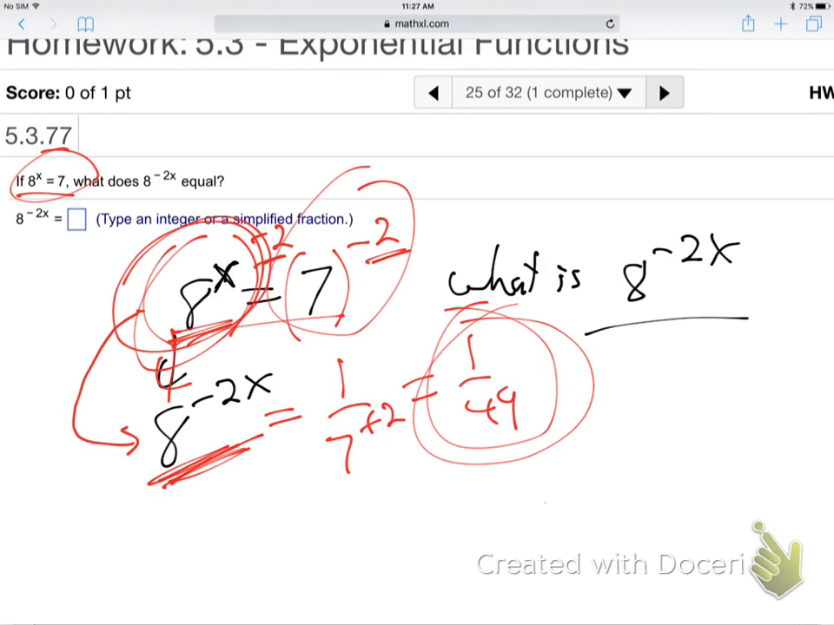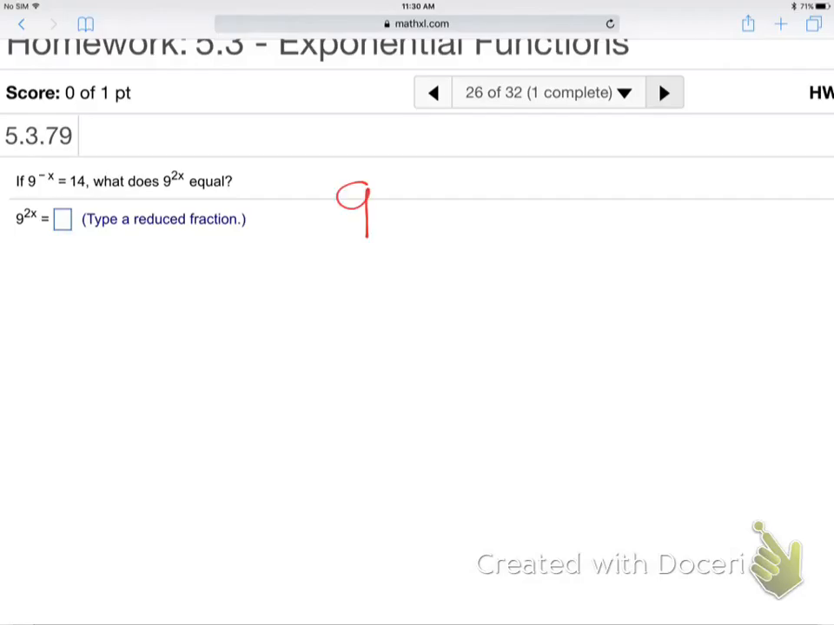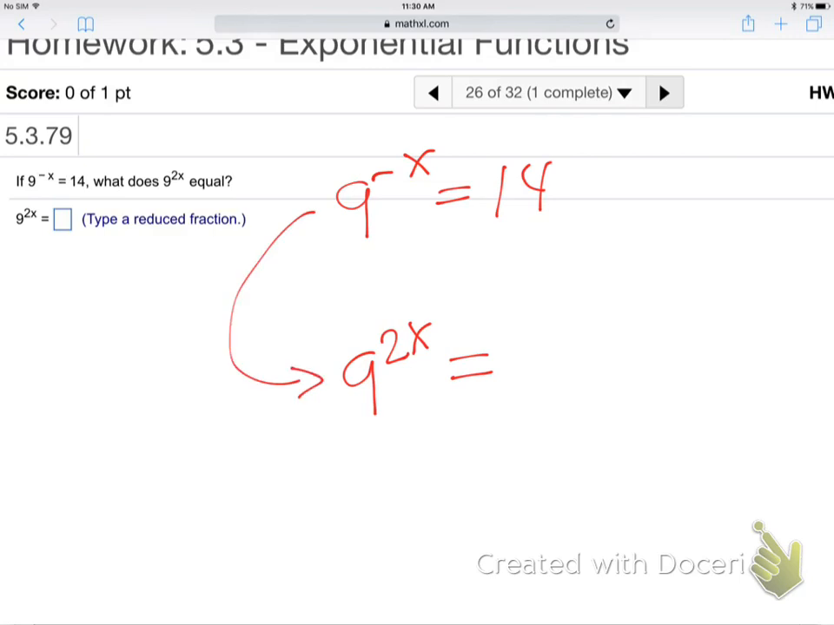Okay. Go to another one. Okay, so they're giving me a starting point. 9 to the minus x is 14. And they're saying, hey, what's 9 to the 2x then? So basically, do whatever it takes to transform the left side into what they're asking me for. And then do the same thing to the right side. You gotta do the same thing to both sides.